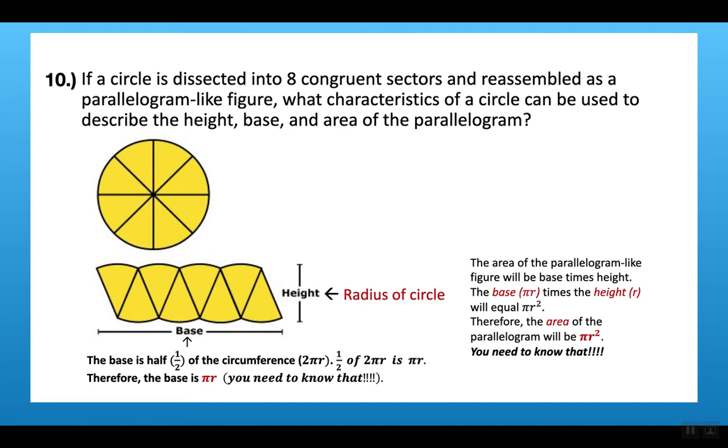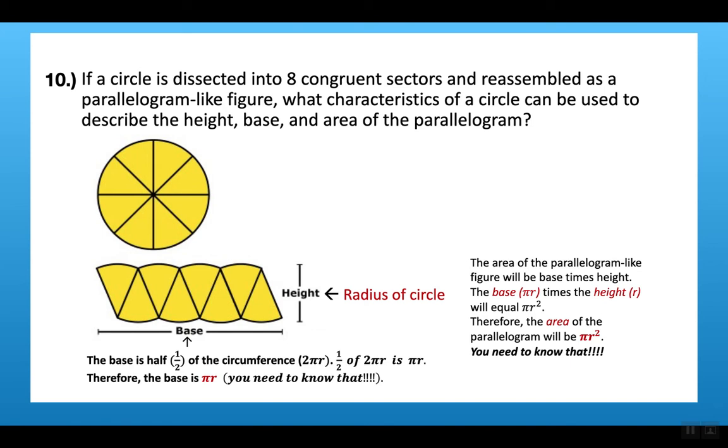Basically, if you get a circle and break it up into the triangles as shown below, and take those triangles and create a parallelogram, which is what's shown below the circle, the height of that parallelogram is going to be the radius of the circle. It's written in red. The height of the parallelogram is the radius of the circle. And the base of that parallelogram, look at the base. The base is made up of the bottom edge of the 4 triangles.